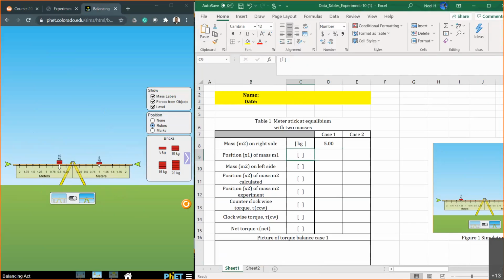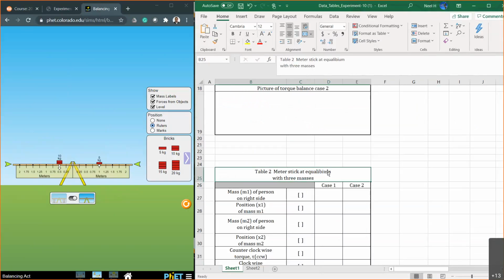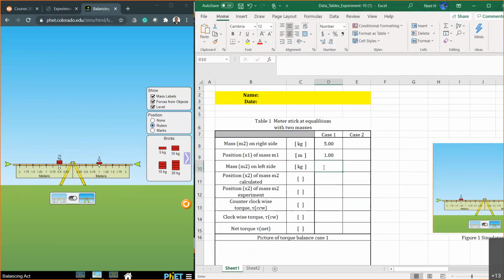Very simple idea. The position x1, in units of meters, is 1 meter, right? And the mass M2, in units of kilograms, we are using 10 kilograms, right? And the position of that after it balances, you found, in meters, is about 0.5. Now let's take a look at the torque.